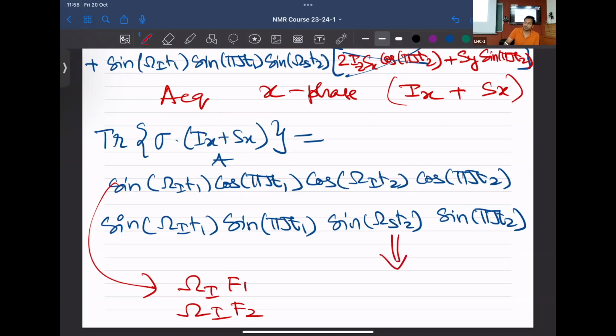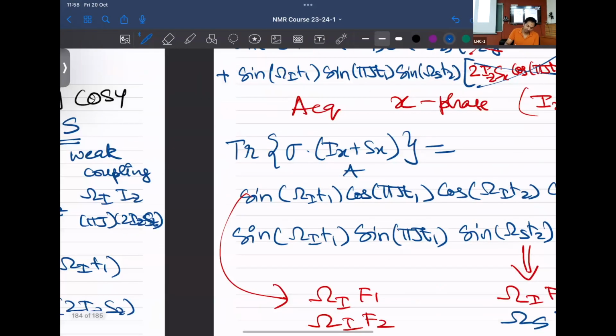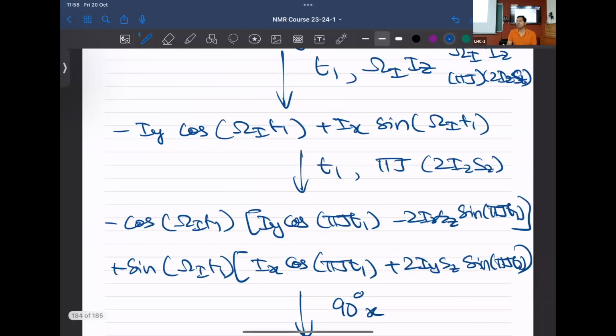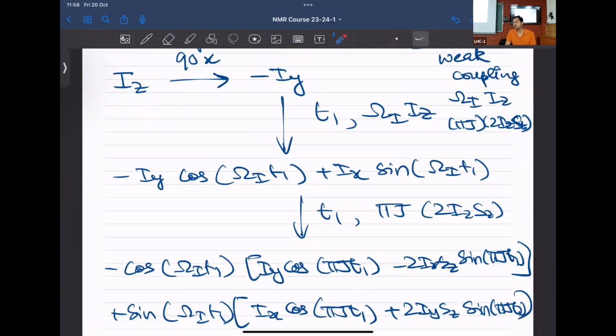Similarly, if you pay close attention, this is a very interesting term. It has labeling of omega I in T1 and omega S in T2. So this is going to be omega I in F1 again, similar to what you saw here, but in T2 it's omega S that's going to get frequency labeled. Similarly, instead of doing this entire formalism starting from IZ, you can repeat this formalism starting with SZ. Don't do it, but it's very simple. Switch the indices of I to S and S to I. That's it, you're done. You don't have to do this.